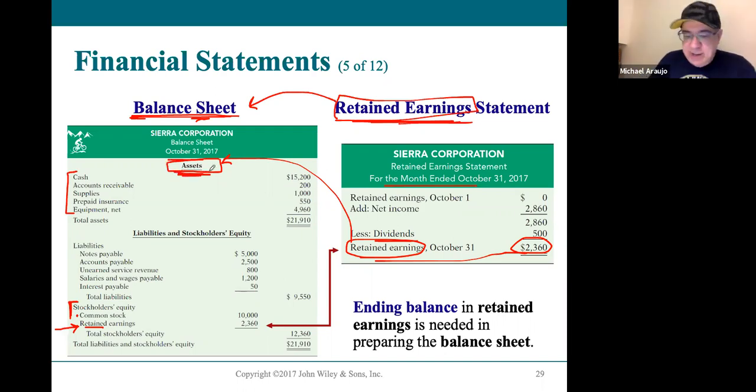You'll never look at the books of a company and see just assets, because what does that mean? What is it? But you will see a cash account. You will see an accounts receivable account on the books. You will see a supplies account. You will see a prepaid insurance account, and you will see equipment. You'll see those on almost every single business that you look at. So what are they? Well, cash is their main bank account.